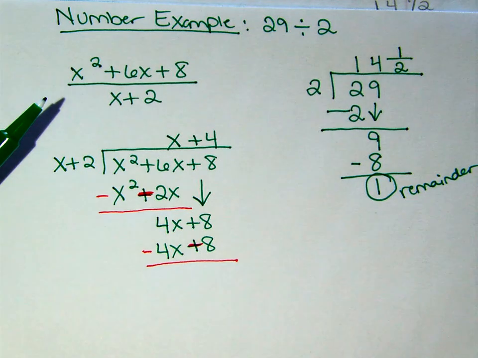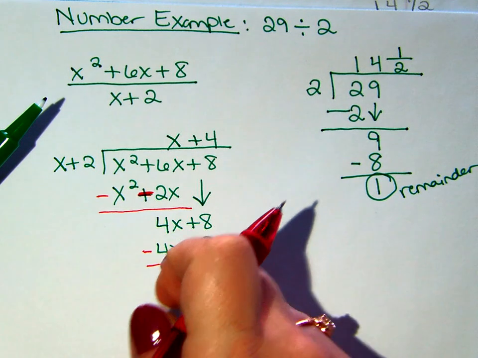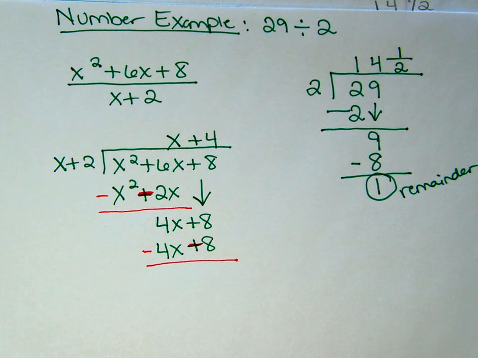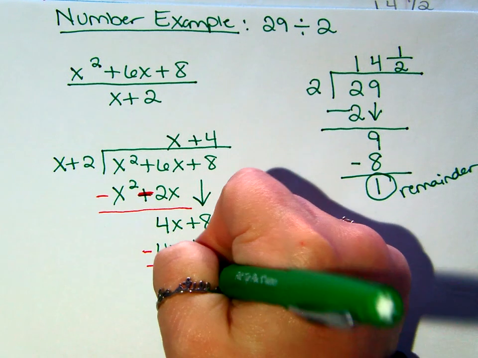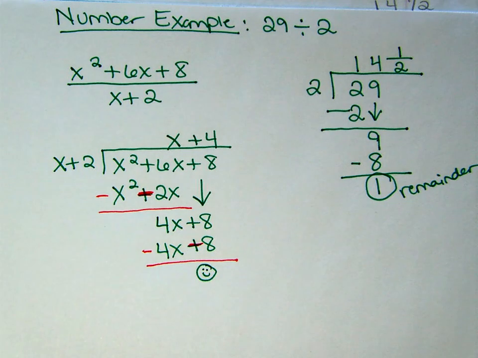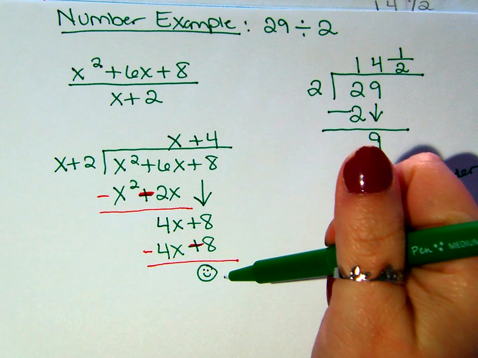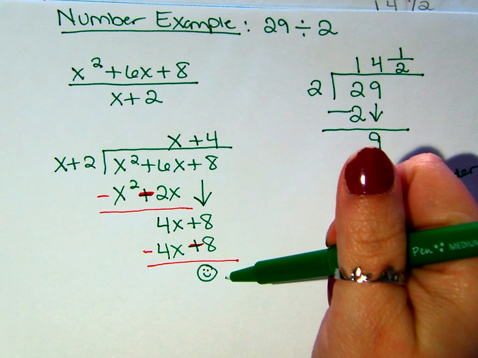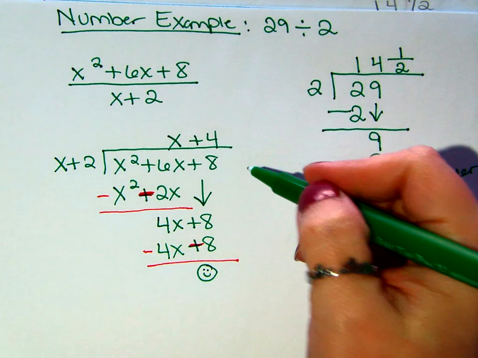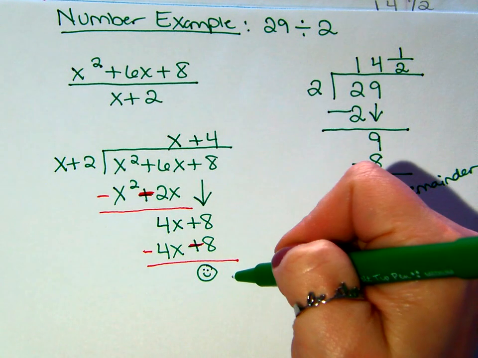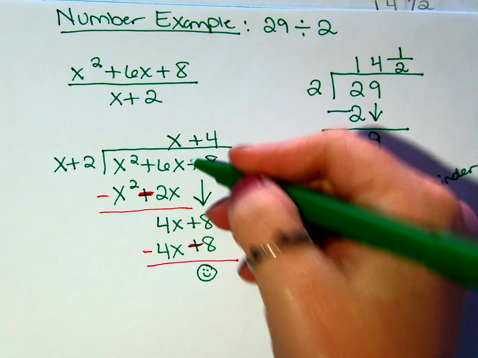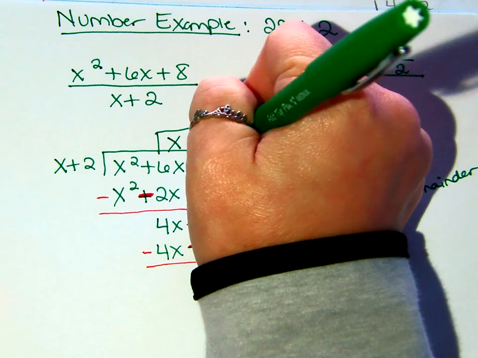So I have 4x minus 4x, that gives me 0. I have a positive 8 minus 8, which also gives me 0. I usually put a smiley in there because I'm silly, and this tells me I'm happy because this means there's no remainder. If you get a 0 down here at the very end and there's nothing left to pull down, that means there's no remainder. So this was perfectly divisible, and the x plus 4 is the answer.